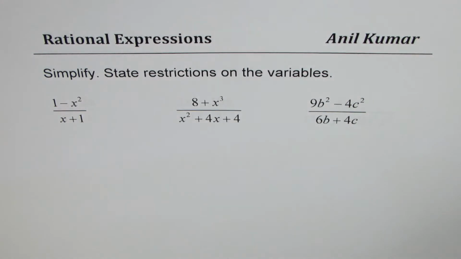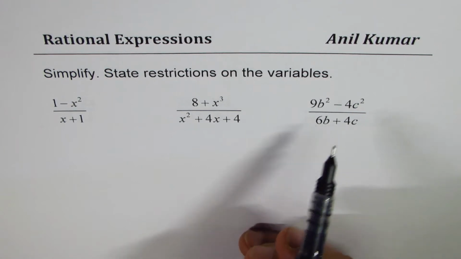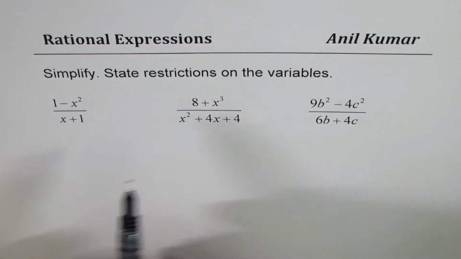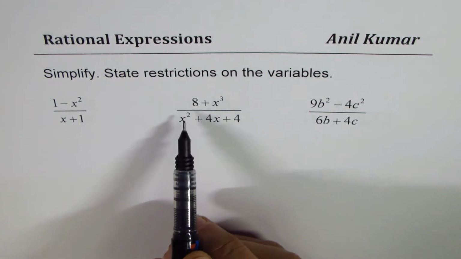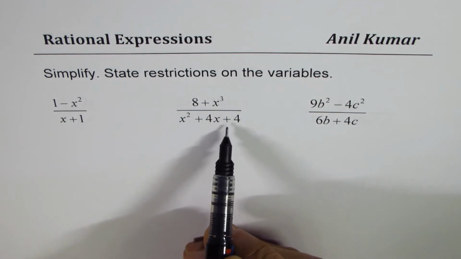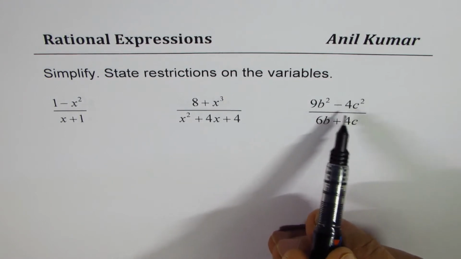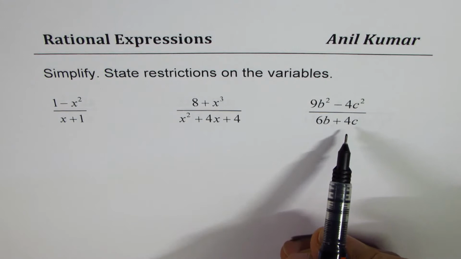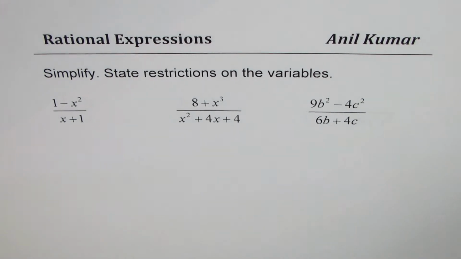Here we are dealing with squares and cubes. We have three expressions here. The first one is 1 minus x squared divided by x plus 1, then 8 plus x cubed divided by x squared plus 4x plus 4, and 9b squared minus 4c squared divided by 6b plus 4c. You can pause the video, answer this question, and then look into my suggestions.